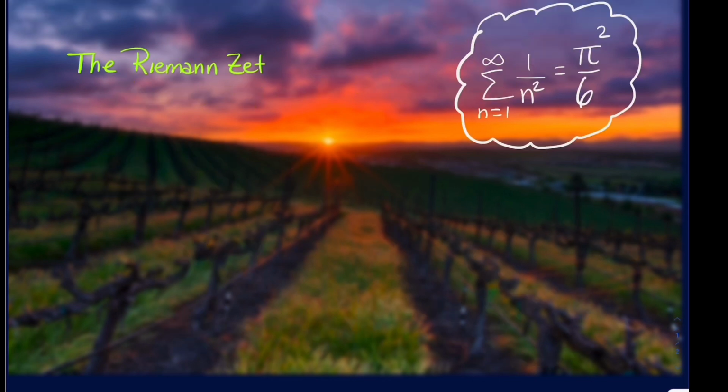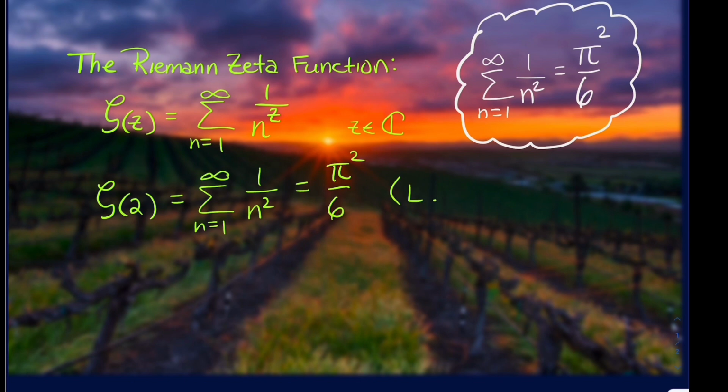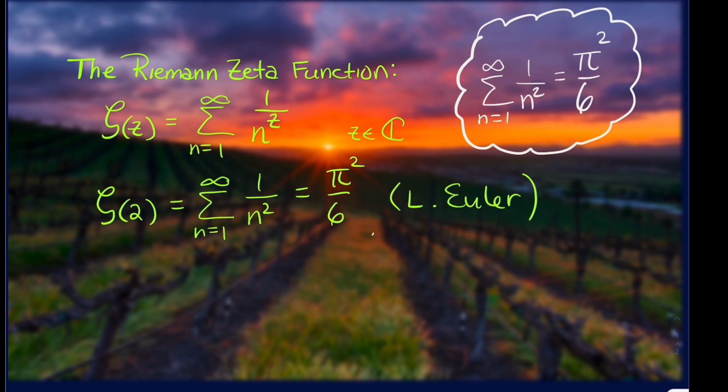Now, if you're not familiar with the Basel problem, this is also related to something called the Riemann zeta function. Zeta of z is equal to the infinite series from 1 to infinity of 1 over n to the z power, where z can be a complex number. Evaluating the zeta function at 2 is the Basel problem that we just found, and its value is pi squared over 6, found by Leonhard Euler.